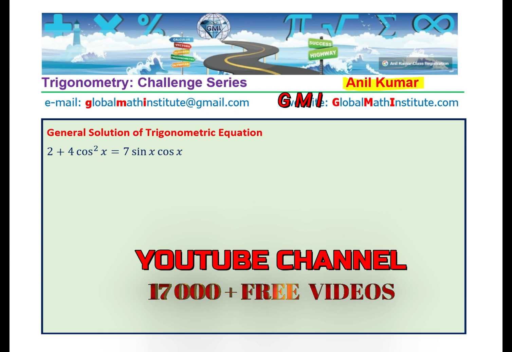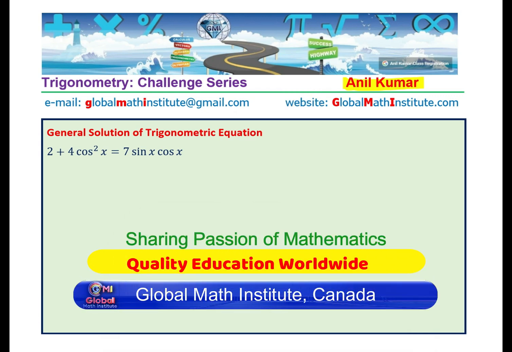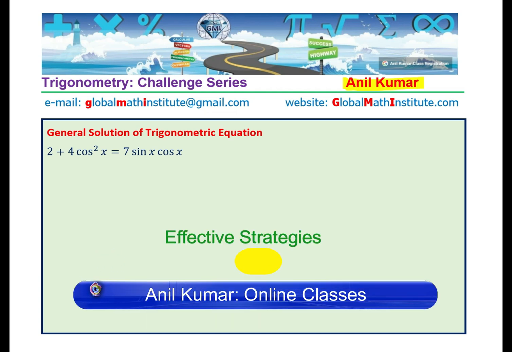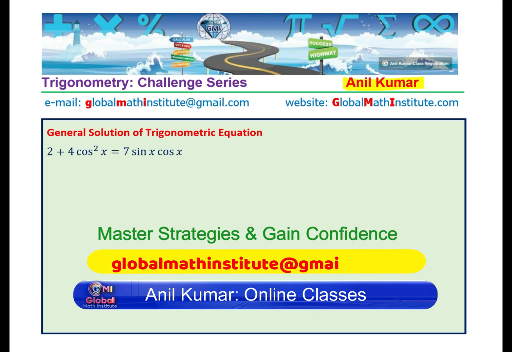Here is a very beautiful question from one of our subscribers, and I hope its solution will help many others. We need to find the general solution of the trigonometric equation 2 plus 4 cos square x equals 7 sin x cos x. Now, many different formulae will be utilized to solve this problem. It's not a straightforward question, so I'll go through some basic formulae and concepts before getting into the general solution of this equation.